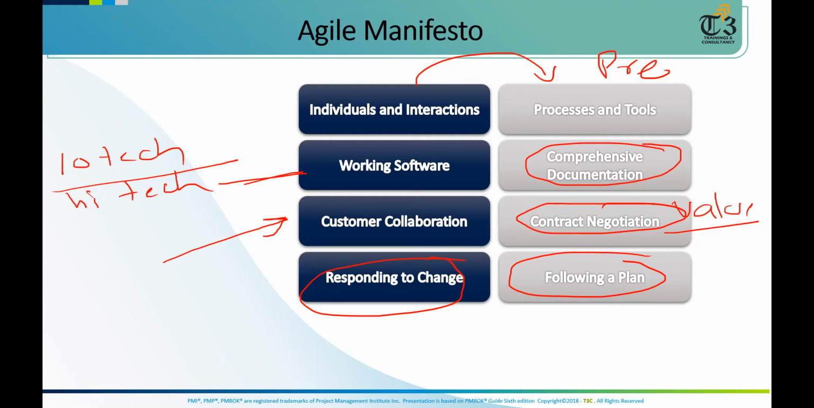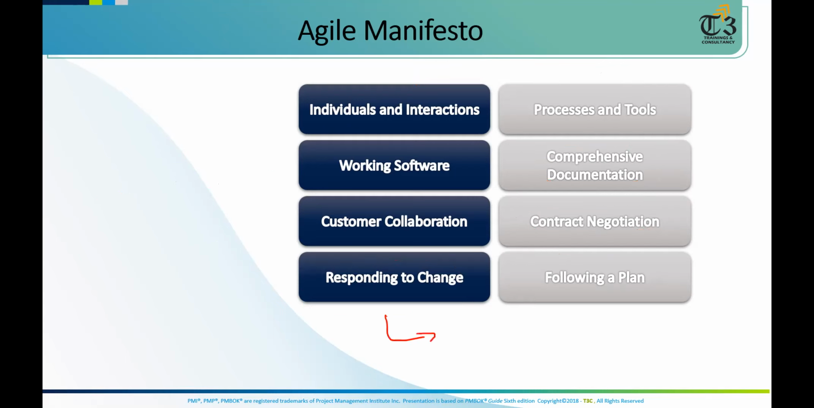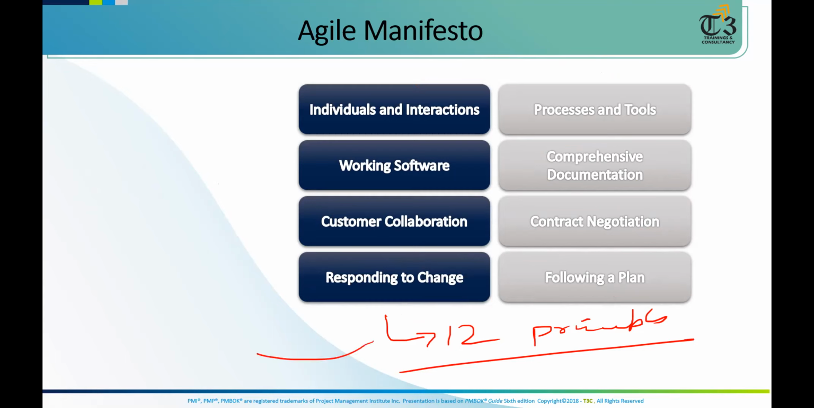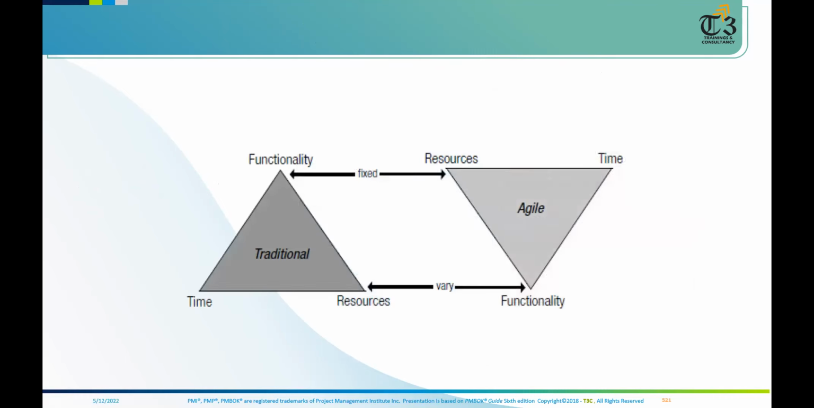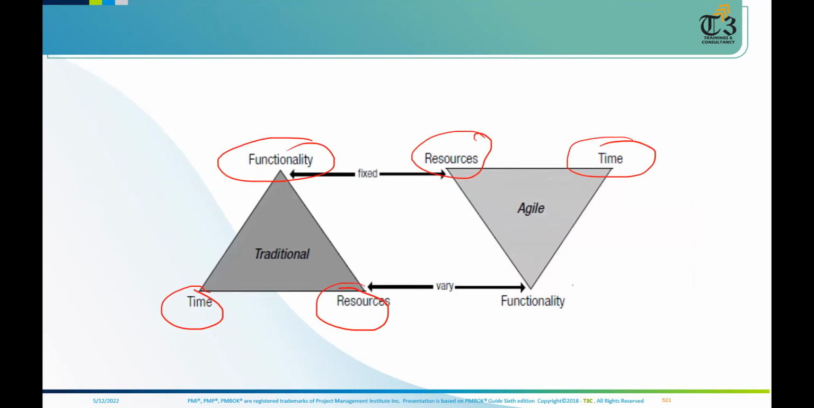So these are the 4 Agile manifesto, and based upon them there are 12 principles of Agile, which are not your part. This is the part of ACP certifications, but just in case they ask, there are 12 principles, and these 12 principles revolve around Agile. In predictive, scope remains fixed, time and resources keep changing. In Agile, resources or the cost and time remain fixed, but scope keeps changing.